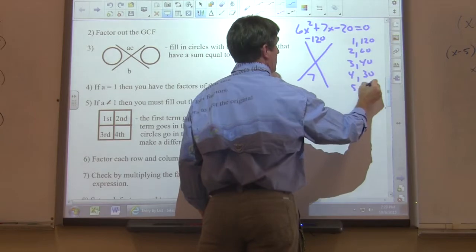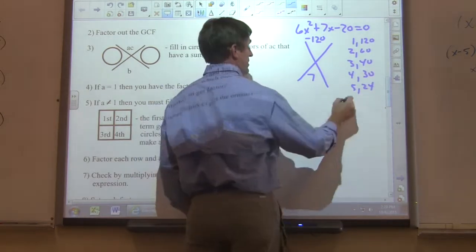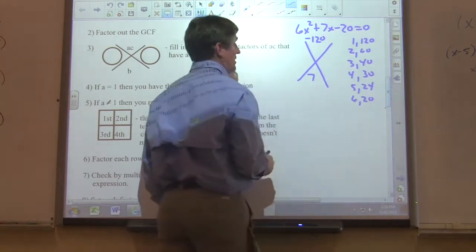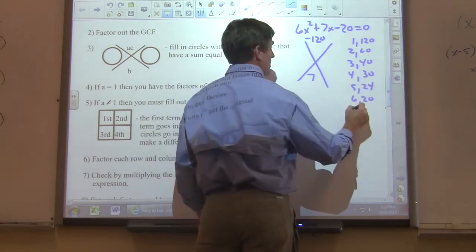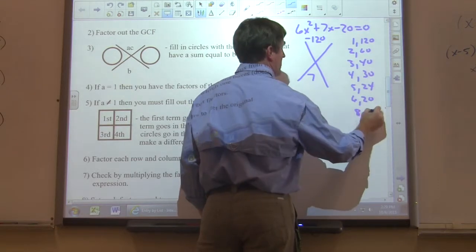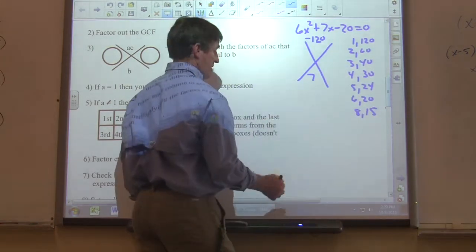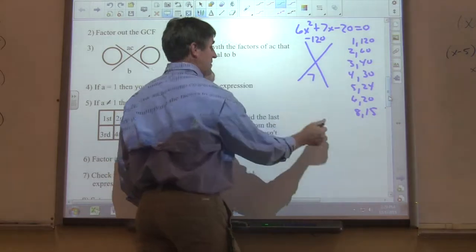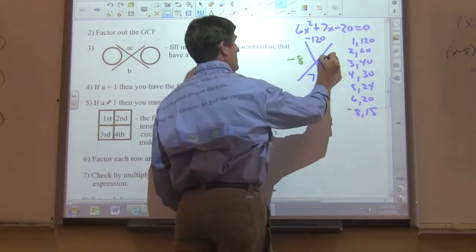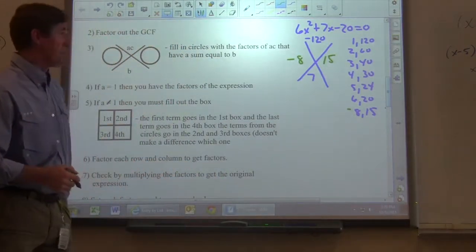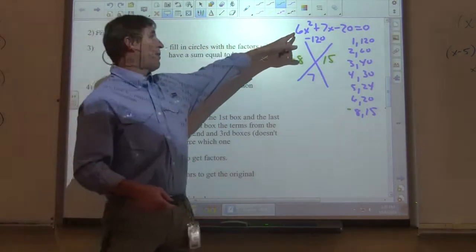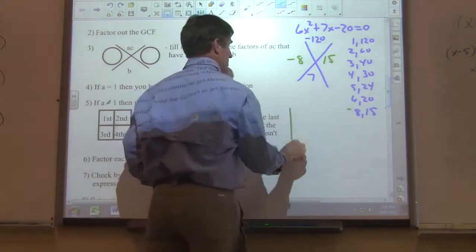5 and 24, they're 19 apart. 6 and 20, those are 14 apart. 7 doesn't go in, 8 goes in 15 times. Those are 7 apart. We want it to be a positive 7, so that means the 8 is negative. So it's negative 8 and positive 15. So we've built our x. Now, because our first term is not 1, we have to build the box.